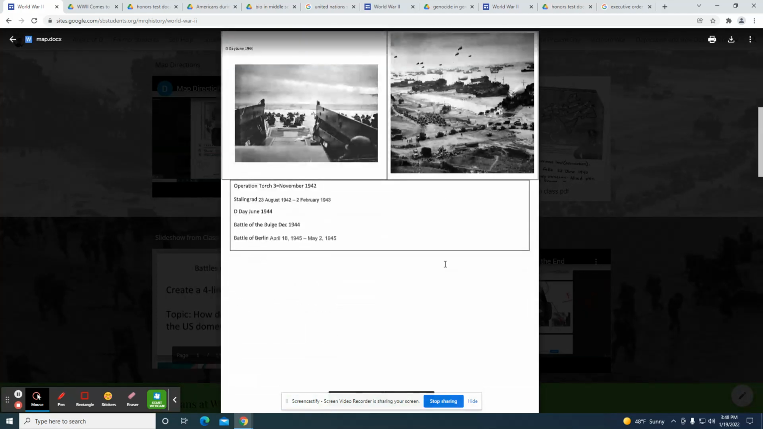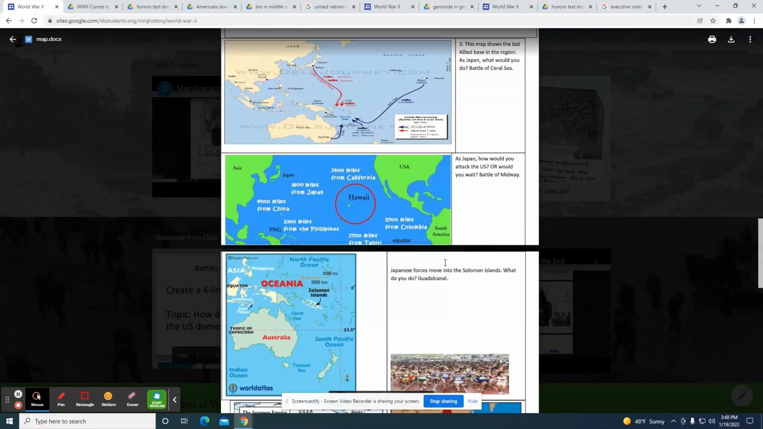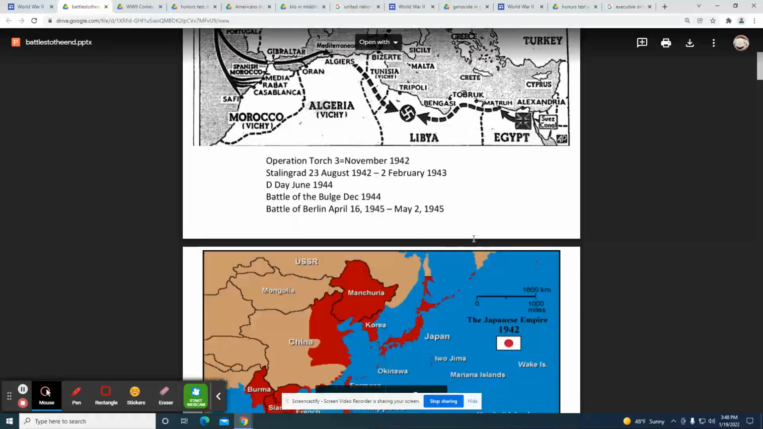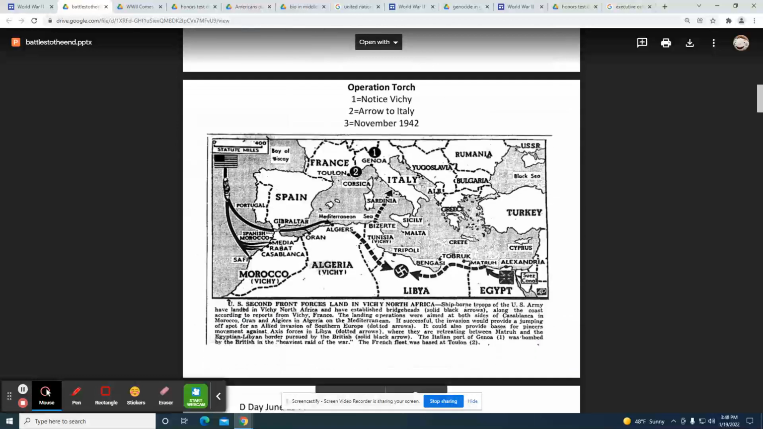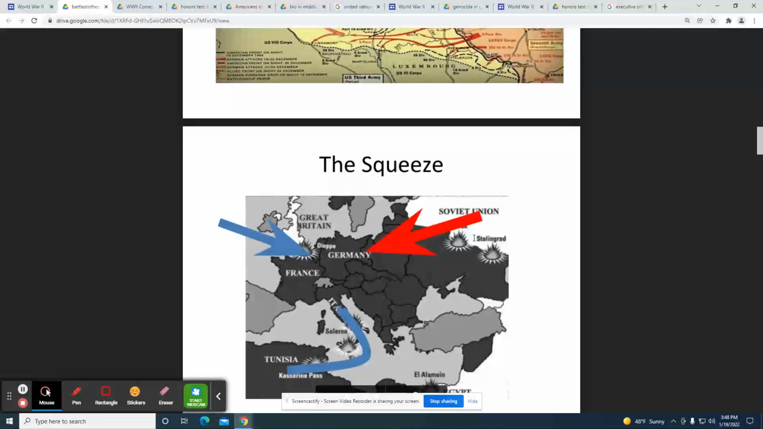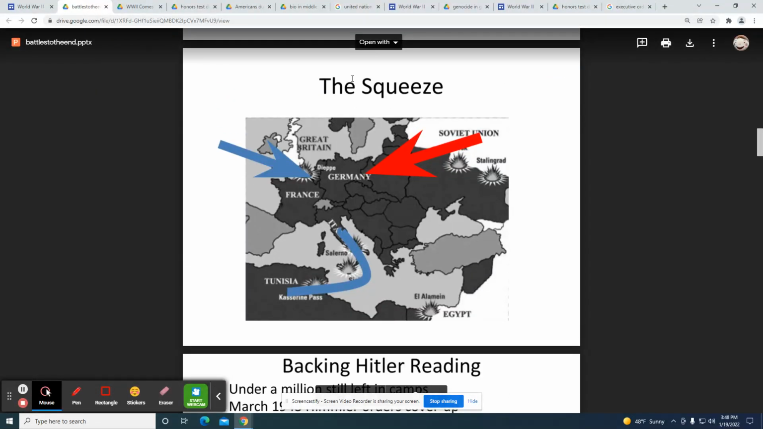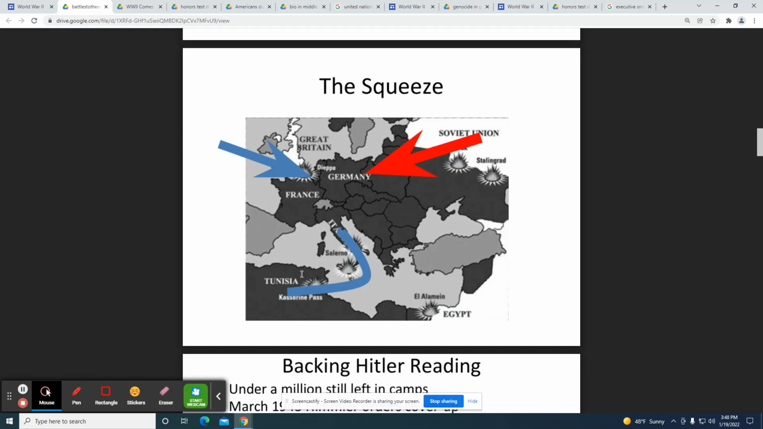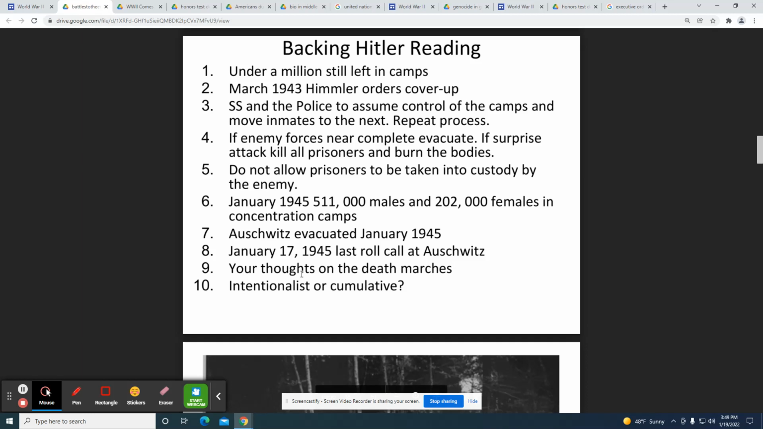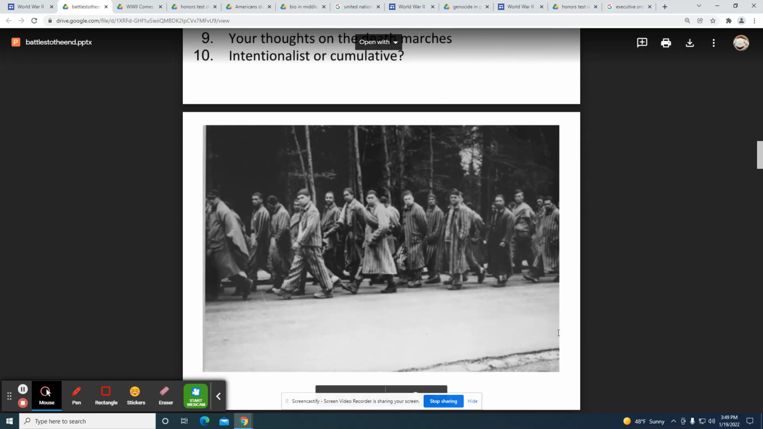Or you could access this slideshow here. I believe when you look at the back, you get into the war in the Pacific. If that's not helping out, you can go to battles to the end and follow along with this particular slideshow. The only battles that I will focus on are Operation Torch, Battle of the Bulge, as well as Operation Overlord, which was the combined effort. So you are expected to know these battles: Torch, Normandy, Battle of the Bulge, Berlin, and Stalingrad, as well as for the Pacific, Iwo Jima, Guadalcanal, and the Battle of Midway.